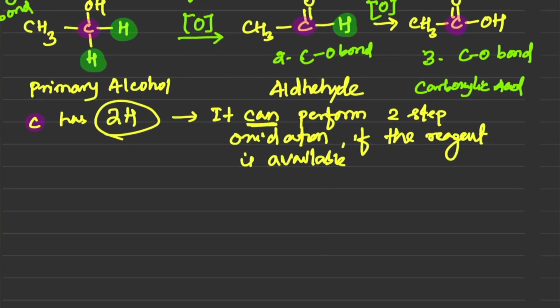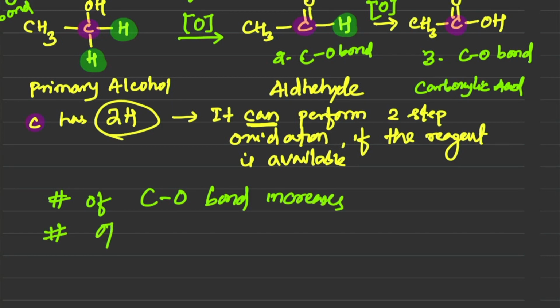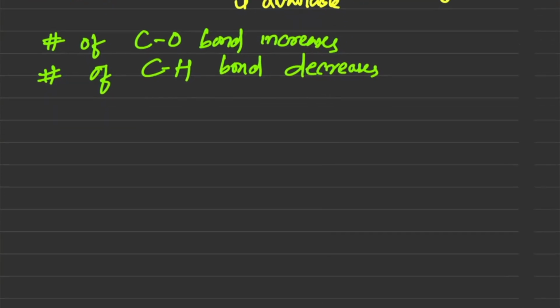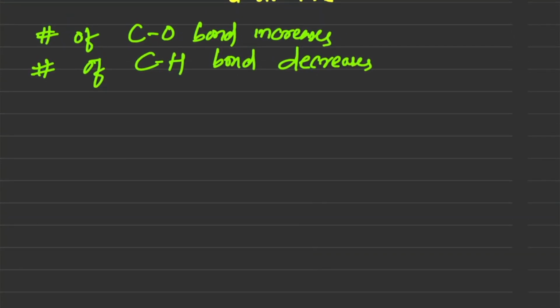So you notice the pattern is happening. The number of CO bonds increases during the oxidation process. The number of CH bonds decreases. Hence, it is really critical that you draw out all the hydrogens and figure out how many steps of oxidation can happen. Forget the reagent for now, okay? Forget the reagent. These are the key ideas. Look at how many hydrogens are attached to the carbon atom, and tell how many oxidations can happen. And then we'll go over the reagents later.